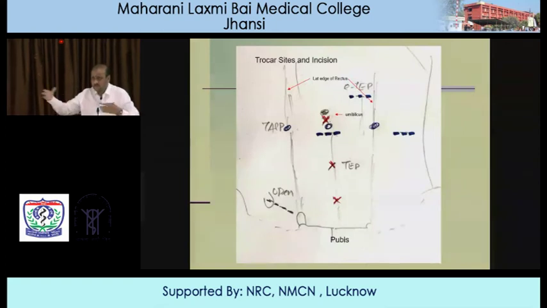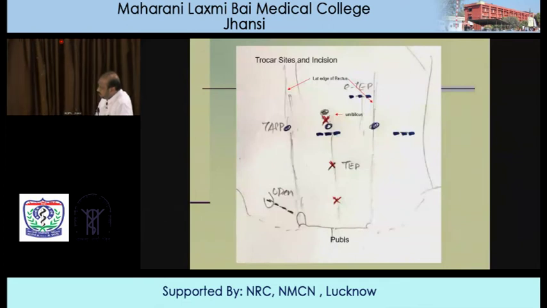So when you're doing a TEP repair, this is the umbilicus for you, so one just below it, one about 2 to 3 centimeters above the pubic bone, and one midway in between these two. This is the routine site of trocar placement for the TEP repair. In TAPP repair, again, this is common, just below or above, and then you have ports at the lateral edges of the rectus abdominis, either in the same line or just below this line.